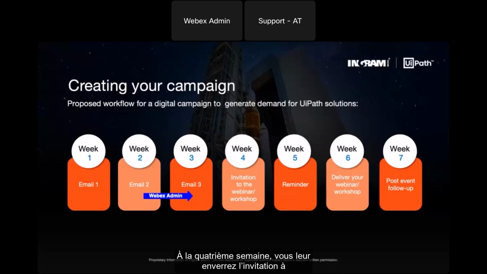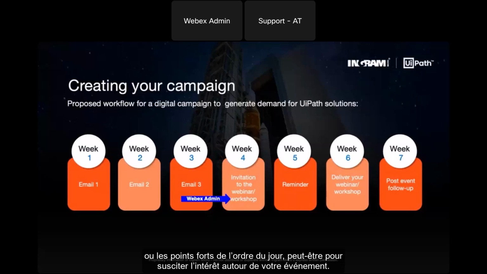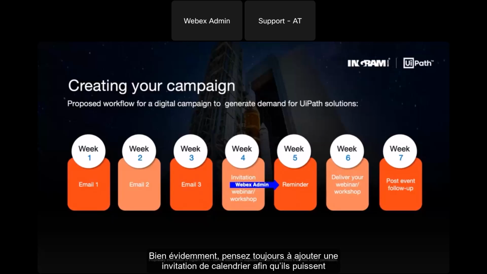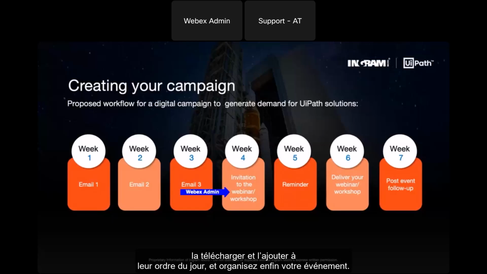And then on the week 4, you are going to send them the invitation to your webinar or to your workshop, right? To your online event. And of course, you're going to share all the details, the theme for the event, the highlights of the agenda, perhaps, right? To build that interest around your event. One day before the event, you're going to send that reminder. Of course, always consider to add the calendar invitation, so they can download that calendar invitation and add it to their agenda, and then finally deliver or run your event.